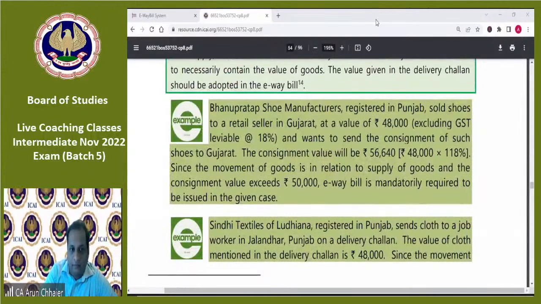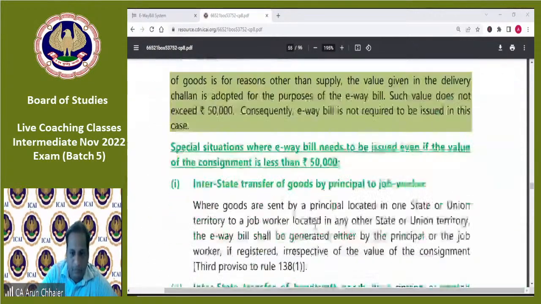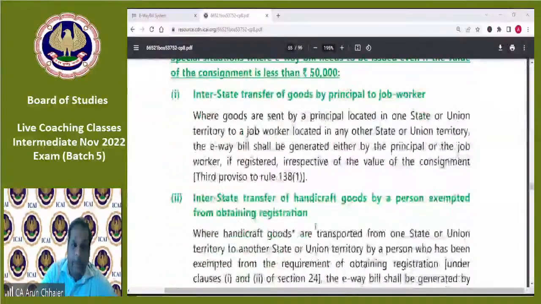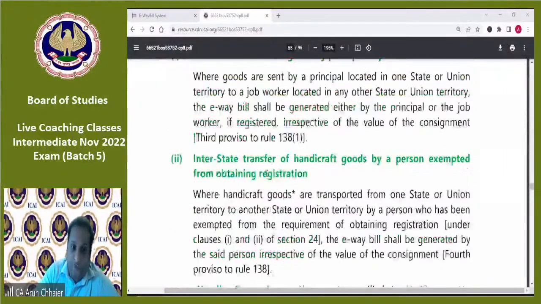Let's read the question. Example: Bhanu Pratap, a shoe manufacturer registered in Punjab, sold shoes to a retail seller in Gujarat at a value of 48,000 excluding GST. He wants to send the consignment of such shoes to Gujarat. Consignment value is 56,640, that is 48,000 plus 18%, I need to add the GST. Because the consignment value exceeds 50,000, I need to generate the e-way bill. So that is fine.